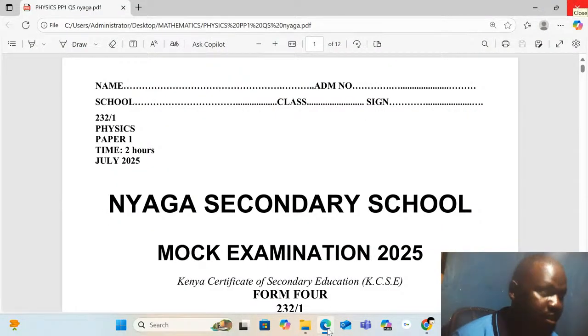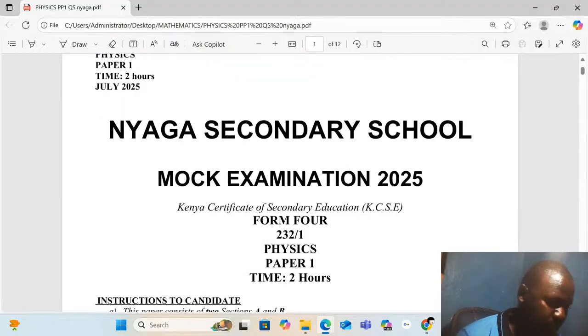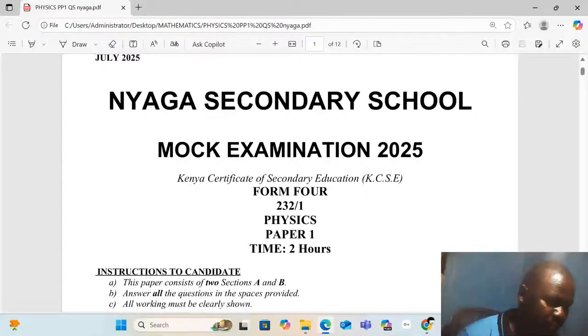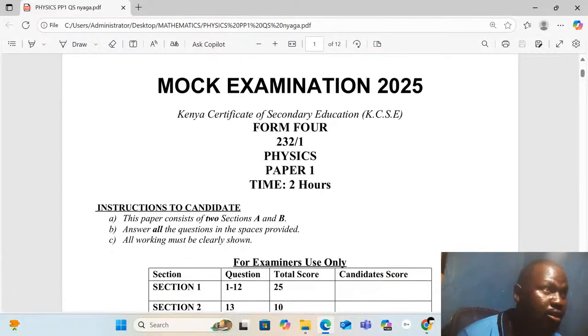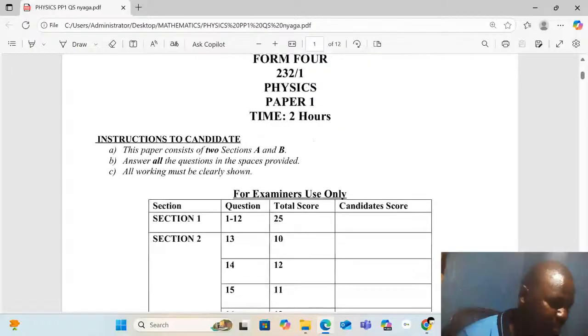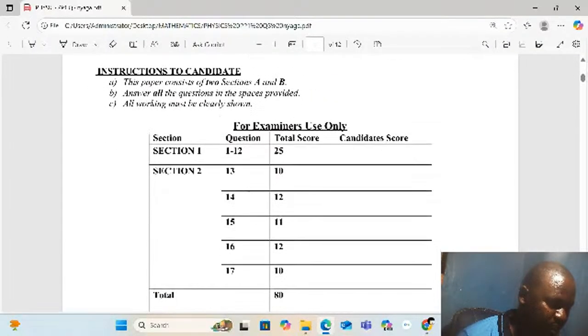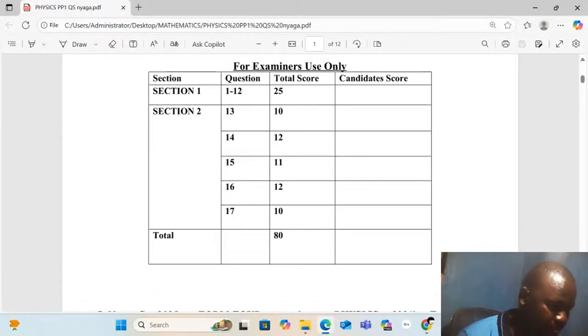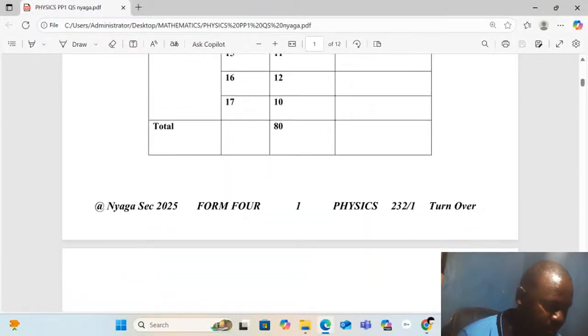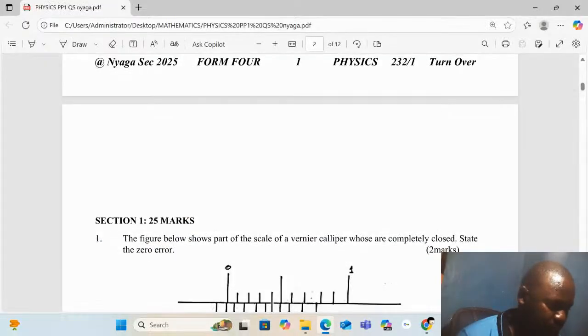This is NYAGA Physics, NYAGA Secondary School, a school in Western. Mock examination 2025 in preparation for the KCSE 2025. This is paper 1, section 1 made of 25 marks, section 2 made of 55 marks. Then, without hesitating, we can go straight to section 1.